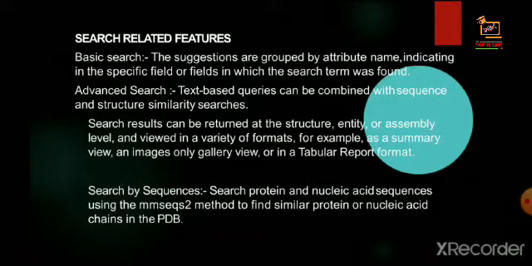Search results can be returned at the structure, entity or assembly level and viewed in a variety of formats, for example as a summary view, an image-only gallery view or in the tabular report format. Search by sequences. Search protein and nucleic acid sequences using the sequence2 method to find similar protein or nucleic acid chains in the PDB database.